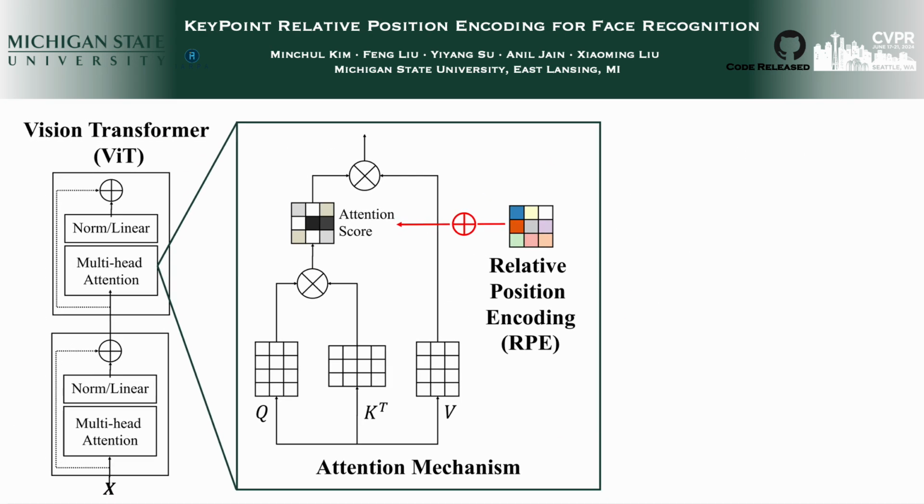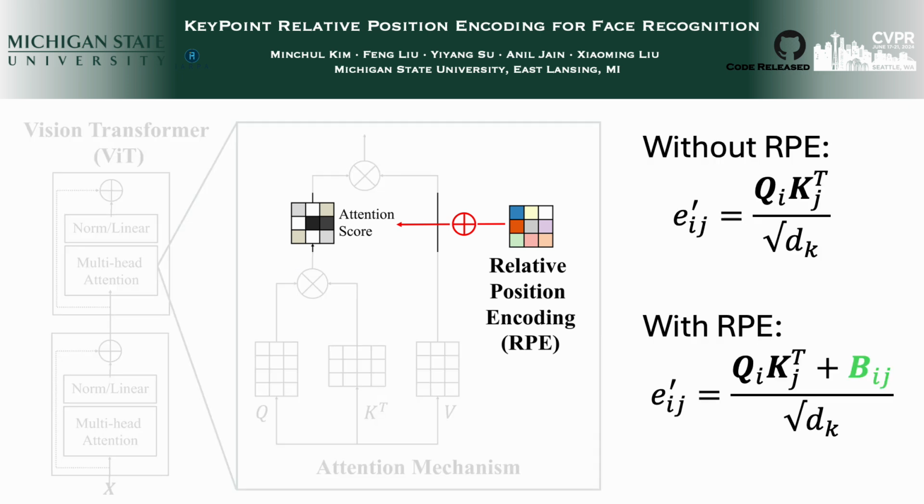Let's start with a vision transformer. In this diagram, we want to highlight the multi-head attention module inside. Specifically, multi-head attention computes the attention score matrix, which is QK transpose. Previous works have shown that adding relative position encoding, RPE, helps the model learn better by injecting prior information, such as relationships between nearby pixels are more important than those between distant pixels.